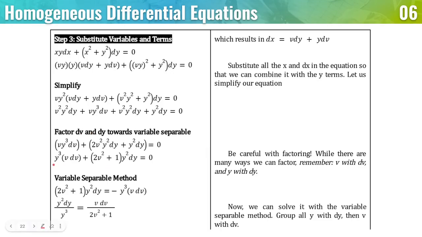So we bring out the y cubed and we bring out the y squared. And then inside the parentheses, we have the v's. Next, move this to the other side. So you have is equal to negative y cubed v dv. And then when you have this dy on this side, you have to move this to the other side. And then this one, 2v squared plus 1, will go here in the denominator.